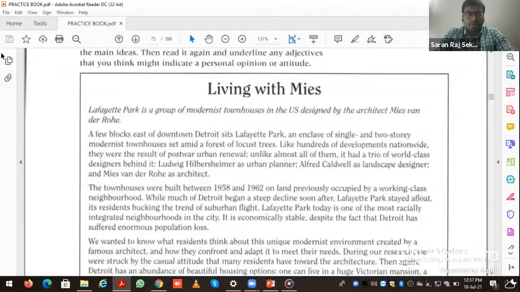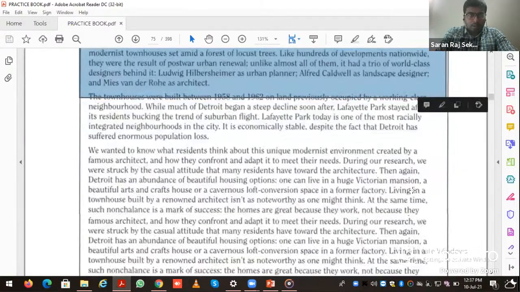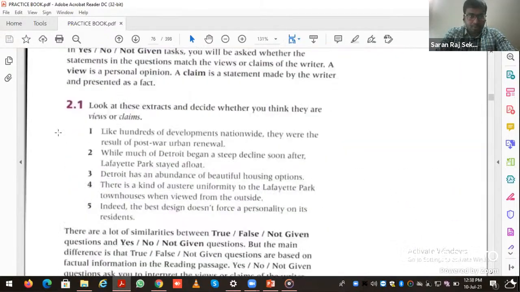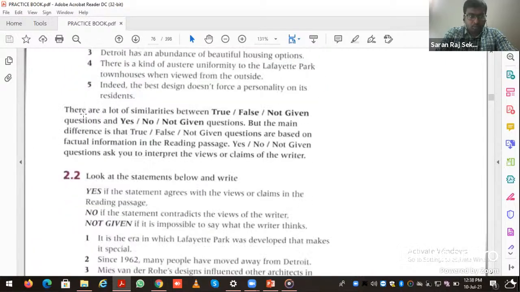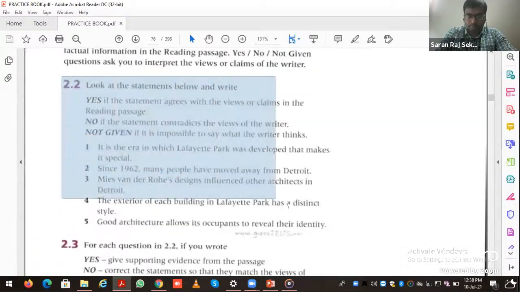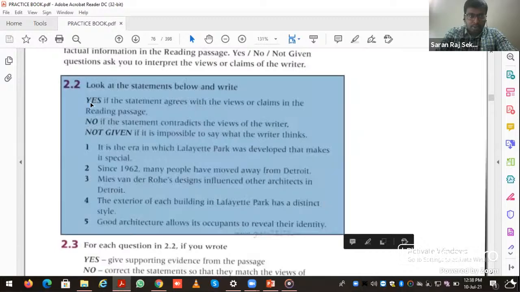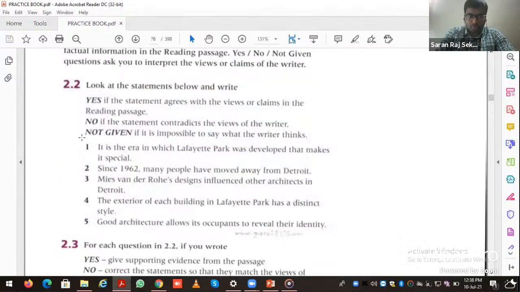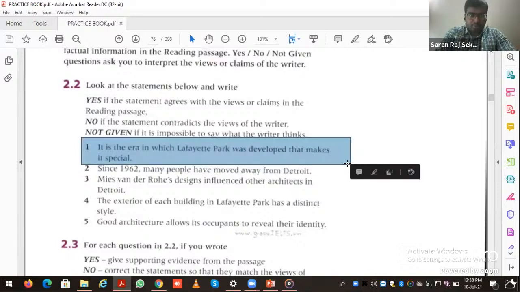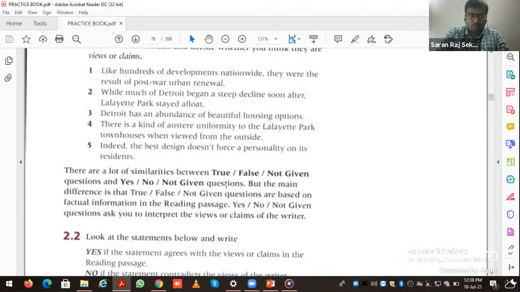Okay, so this is a passage. And they have given some questions here, down here. I'm going to explain the first question because it is going to be the same, I mean, like as we did in the true, false, not given questions. As I said, we have to identify the difference between a view or a claim. Let me show another example. This is just an example question.